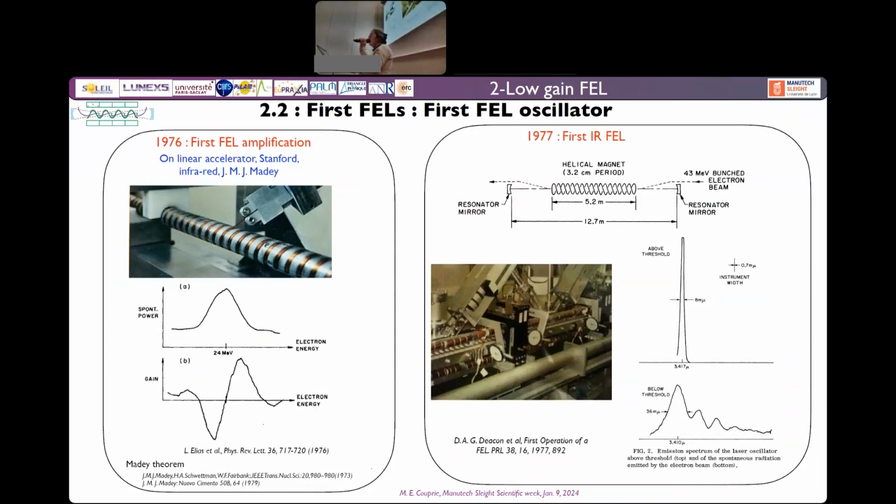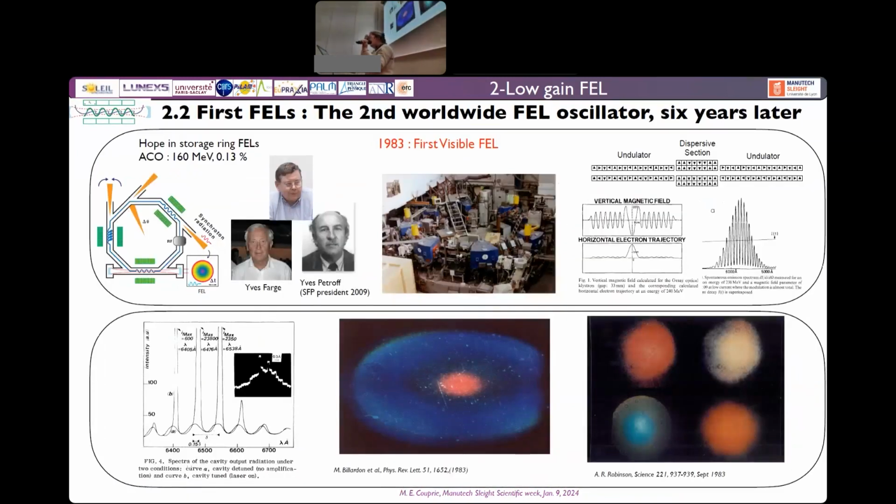So in France, we had the ACO storage ring, and a collaboration was set up between the Stanford group and the ACO team. So it was the beginning of synchrotron radiation in France, and Yves Farge and Yves Petrov decided to go on with this collaboration. But actually the gain was very low, and it took 6 years to achieve the free electron laser, and actually the American team was already back in the US.